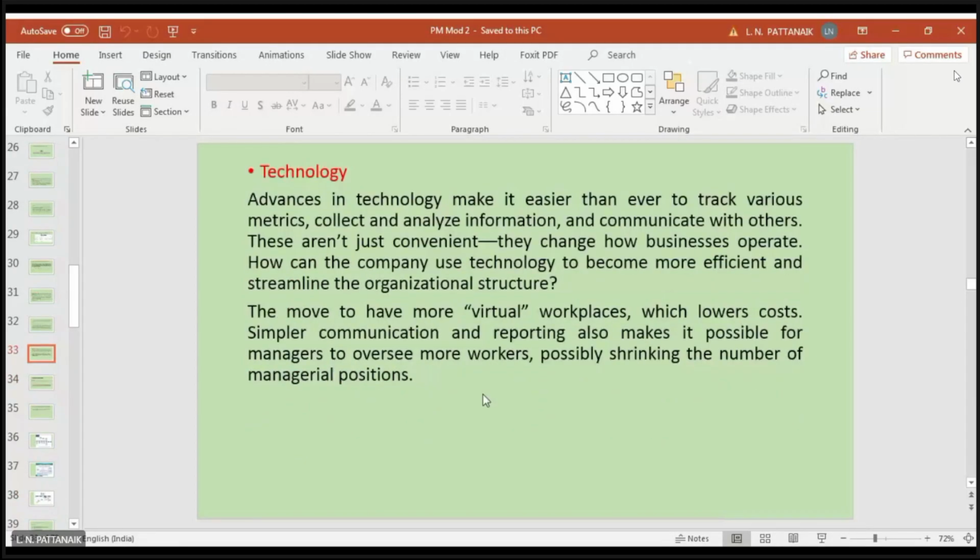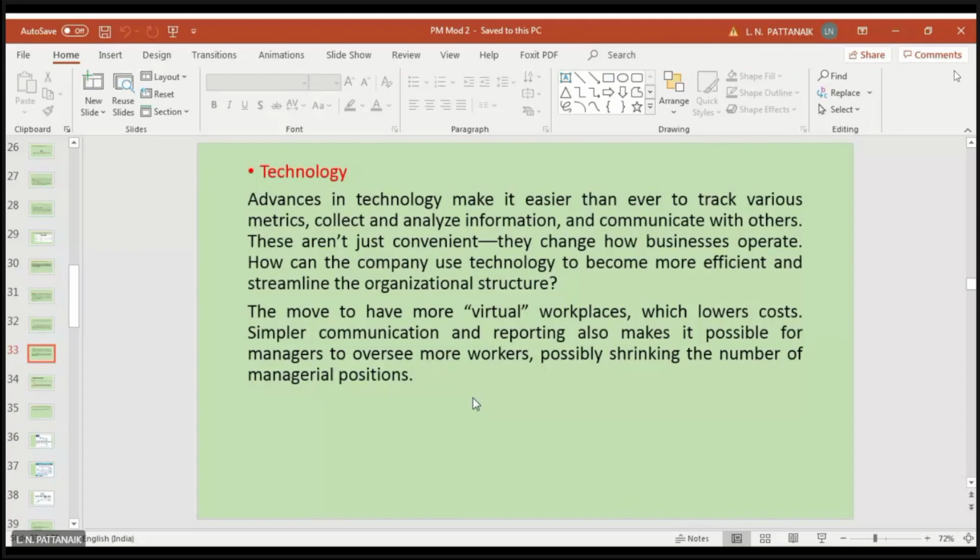That is regarding technology. How technology is also considered as a factor which decides your organizational structure. So advances in technology make it easier than ever to track various metrics, collect and analyze information, and communicate with others. These are not just convenient, they change how businesses operate. How can the company use technology to become more efficient and streamline the organization? See, technology at the present time has made a big change in the organizational structure.